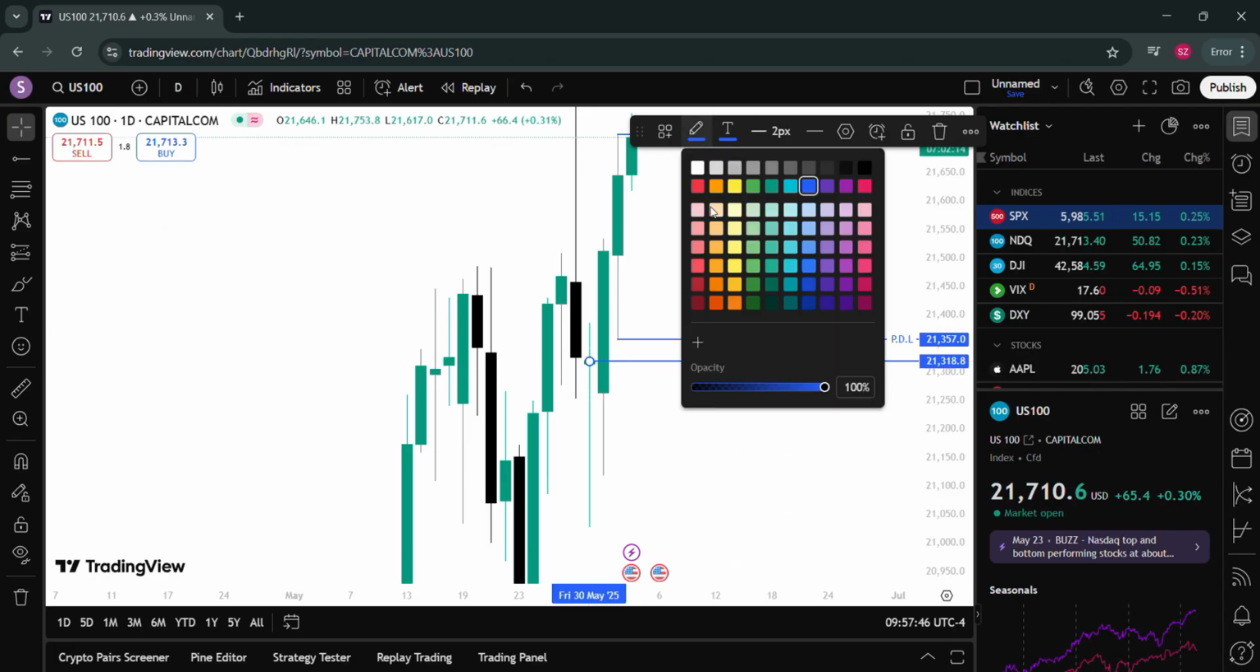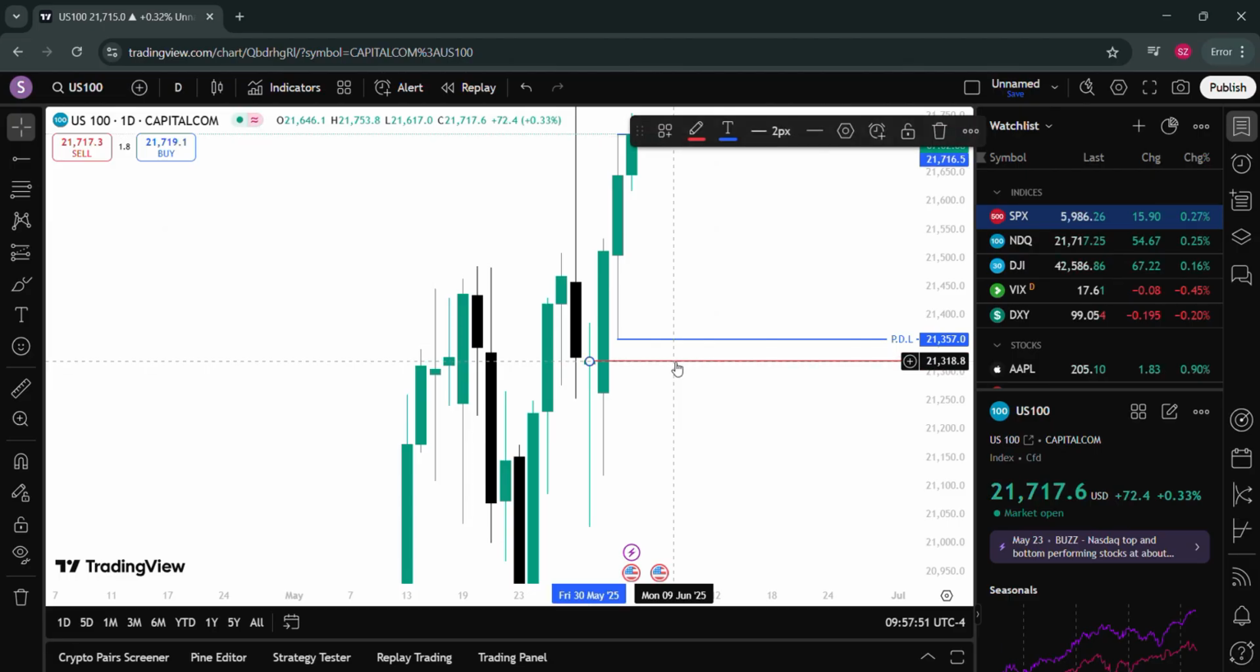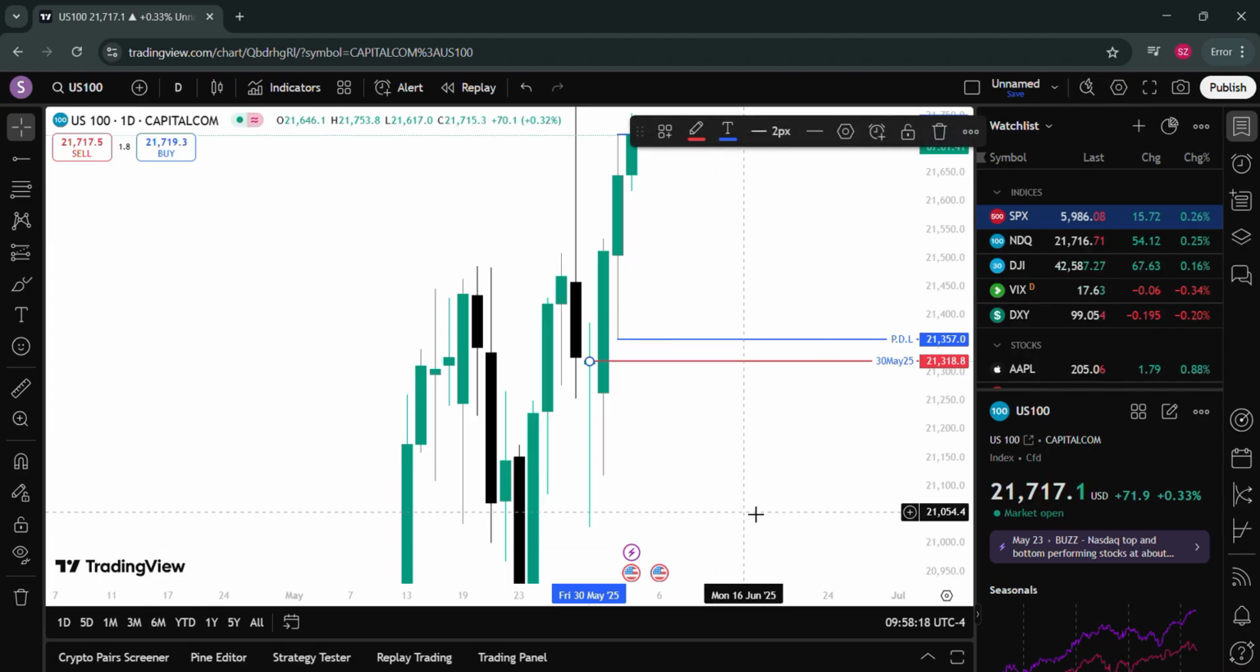I'm gonna choose a different color. It's your choice what color you want, but I'm gonna choose this. And what is the date? 30th May 25. 30th May 25. And now the next one is the opening of this candle.